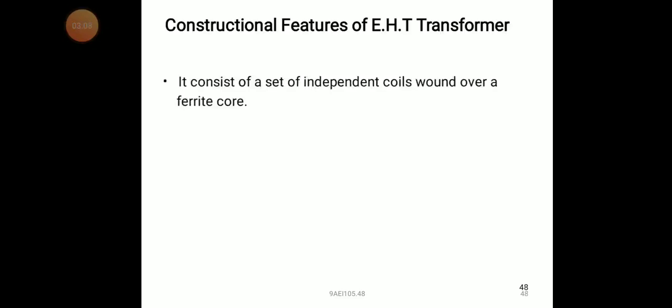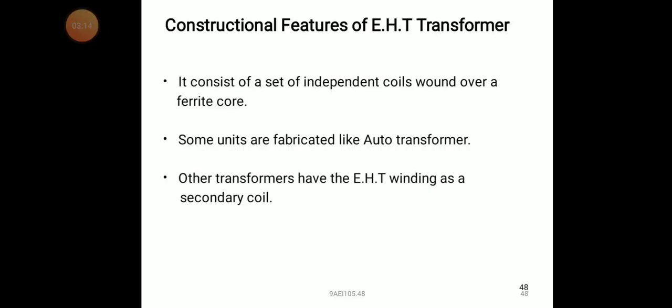Constructional features of the extra high tension transformer. In the last class we discussed the different types of transformers, and this is one of the specified types. The EHT transformer consists of a set of independent coils wound over a ferrite core, not a single coil.